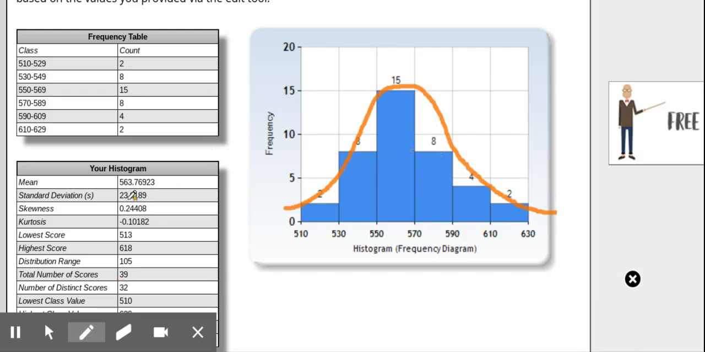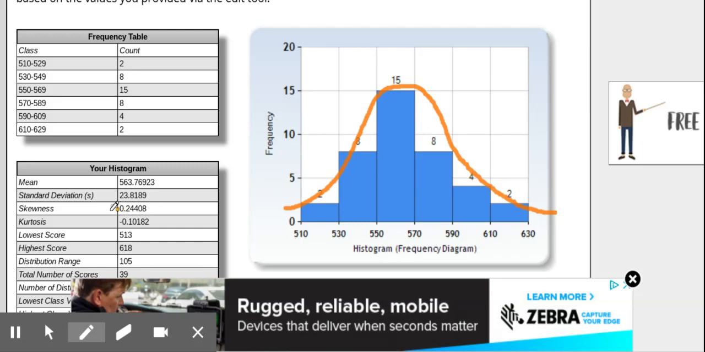Now you can see that here in our information. See where it says skewness? If this is a positive number, that tells you it's skewed to the right. If it's 0, it's a completely normal distribution. So this is slightly, but see how small that number is? It's not very big, so it's slightly.